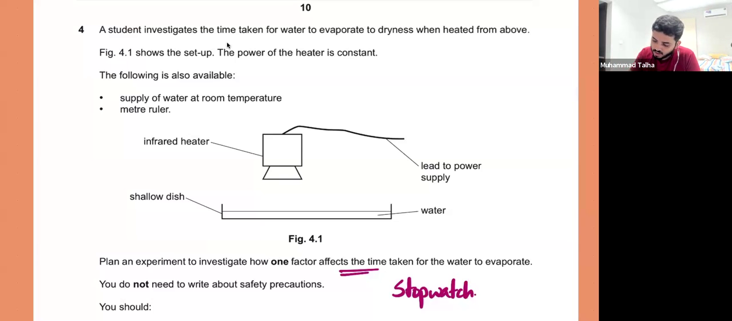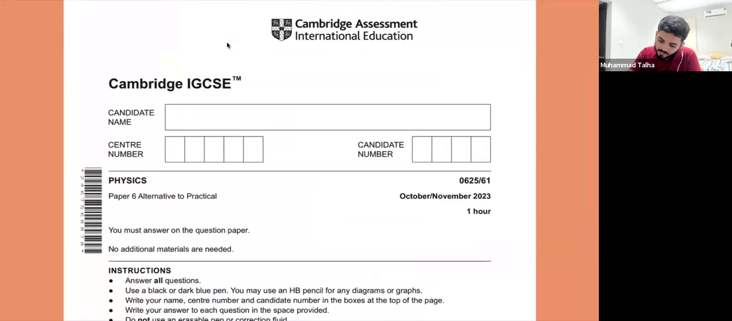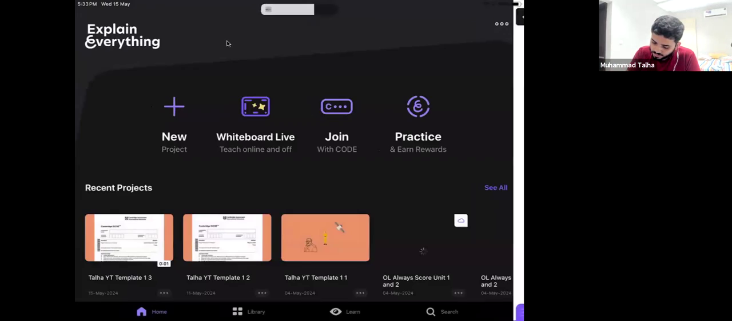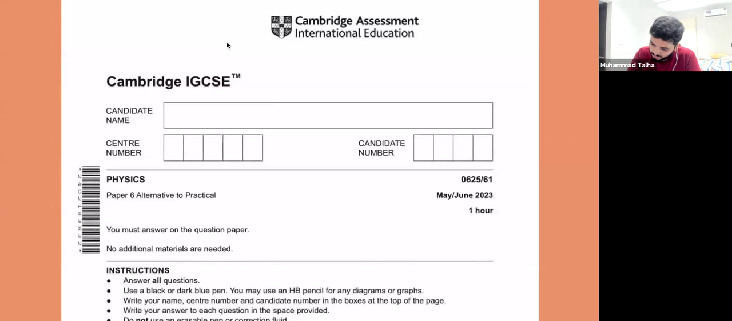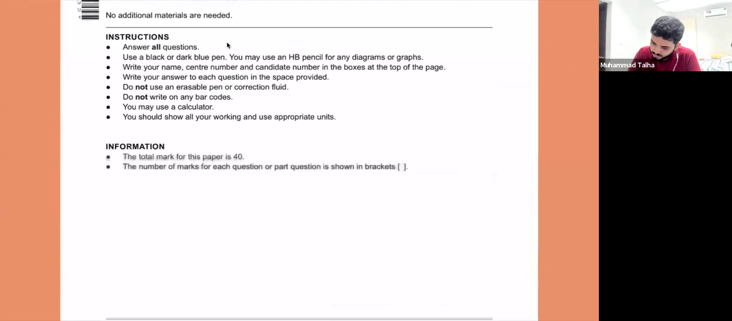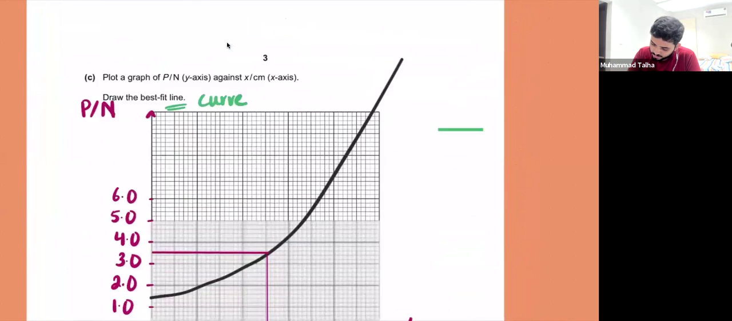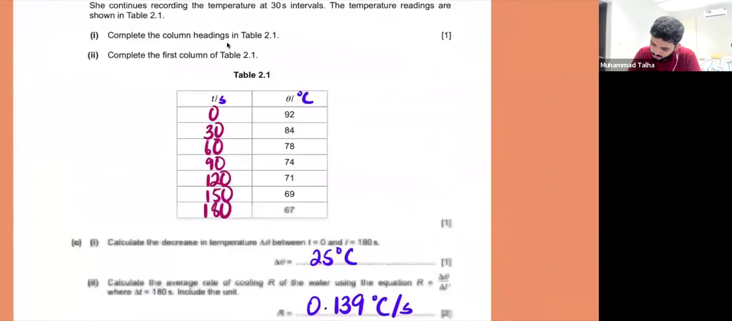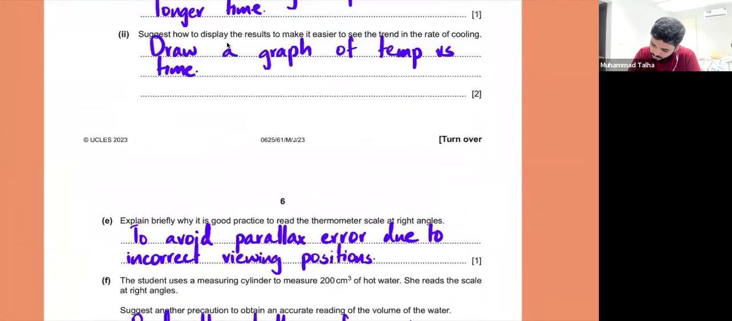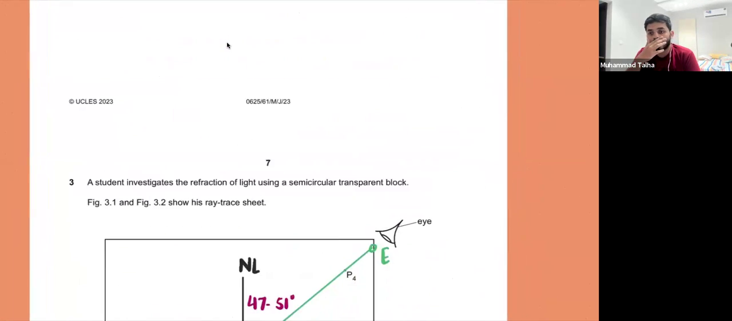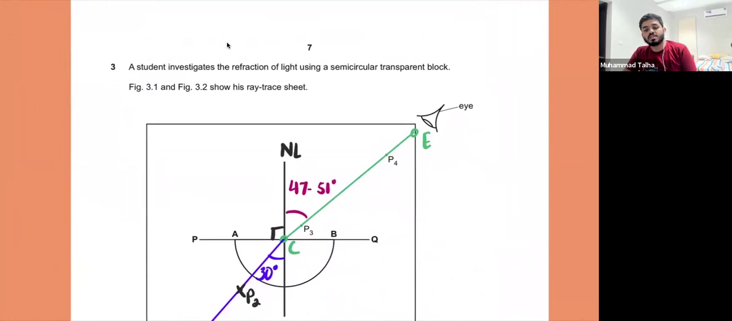Let's see if we can also have a look at some other questions that we've done. Again, with volume reading, do remember this basic stuff like reading the bottom of the meniscus and whatnot.